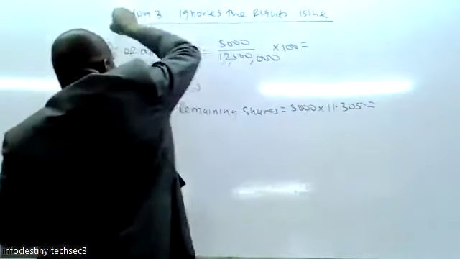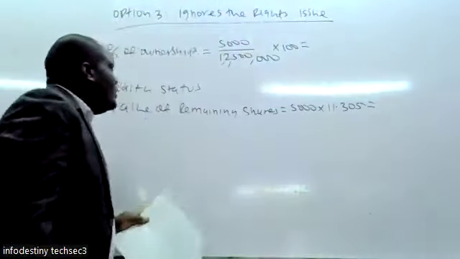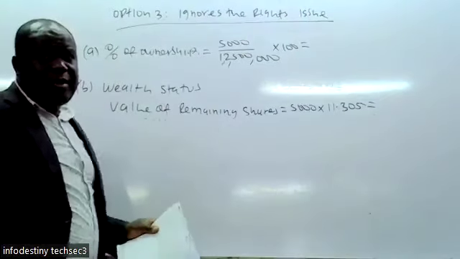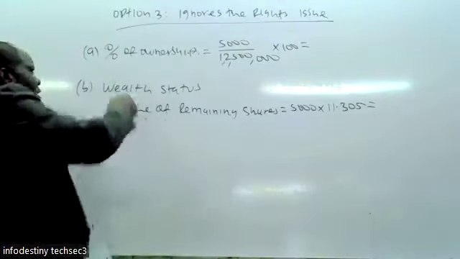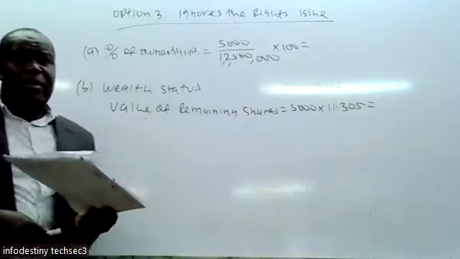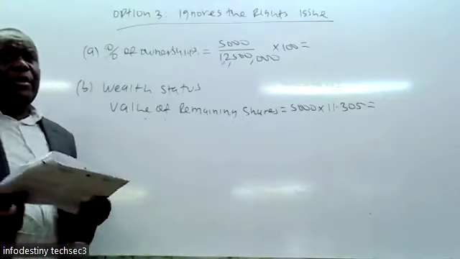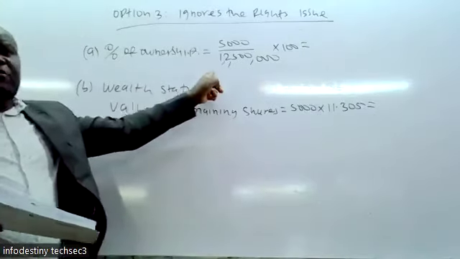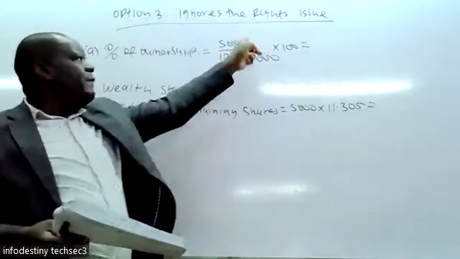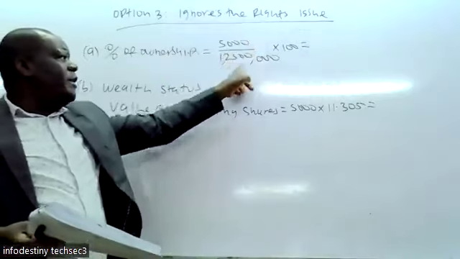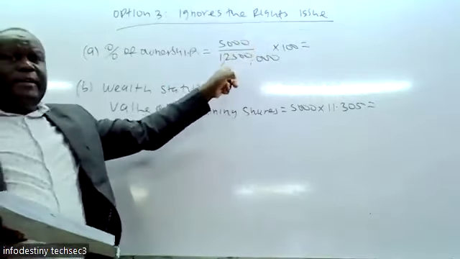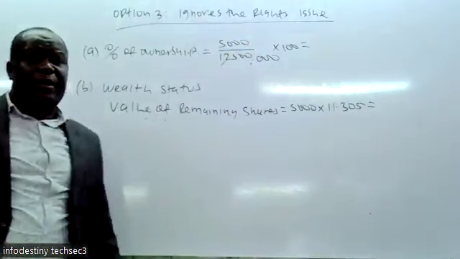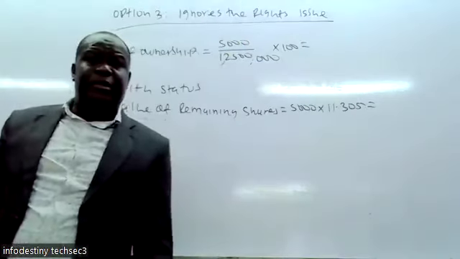When we ignore the rights issue, we start by computing the percentage of ownership. He did not participate in the rights issue, so you will only have the 5,000 shares, but total shares in the company are still 12.5 million.